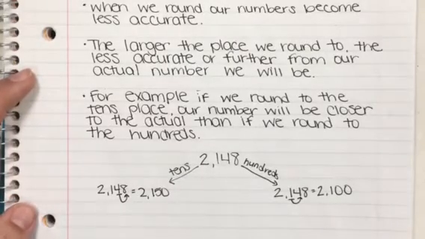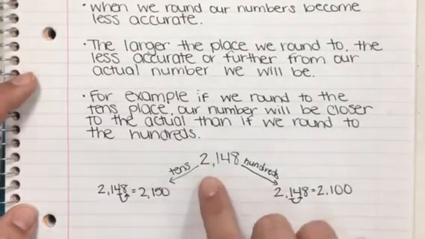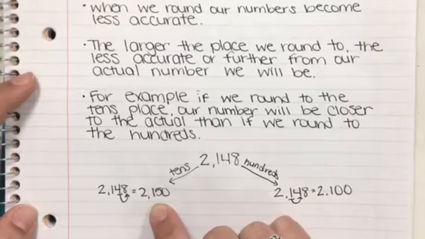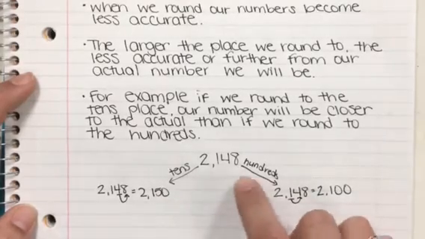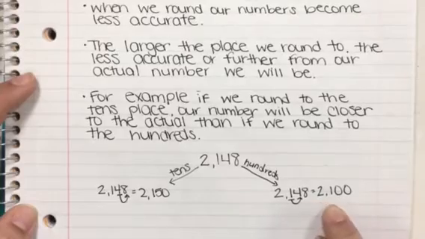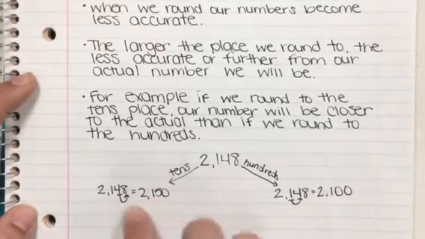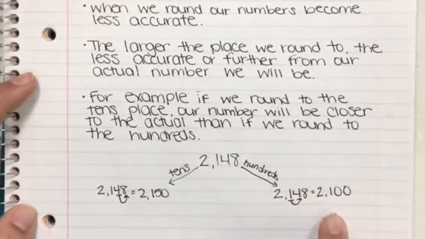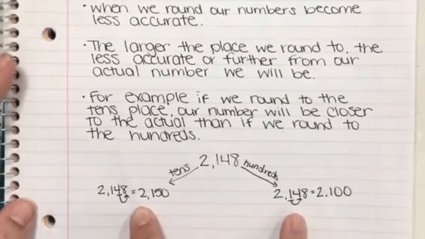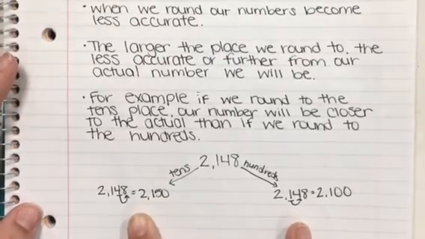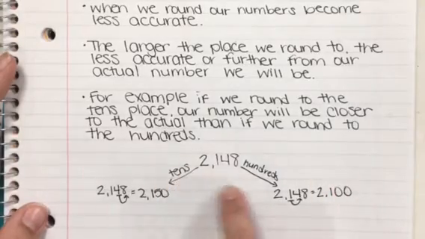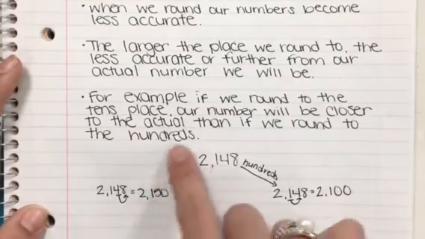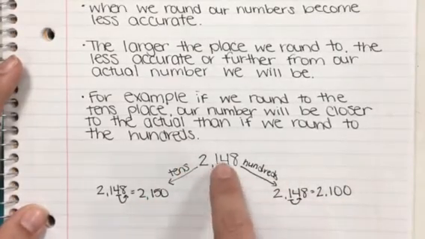So here I'm going to explain what that means. If I look at the number 2,148 and round it to the tens place, it rounds to 2,150. But if I round this number to the thousands place, it rounds to 2,100. Well, 2,150 is a lot closer to our actual than 2,100 is. So when we round, we have to take into mind, can we be that far away from our actual? Do we need to round to the tens place? Or is it really okay if I round to the hundreds or thousands place? I just wanted you to see that the larger place that you round to, the further you get from your actual number.